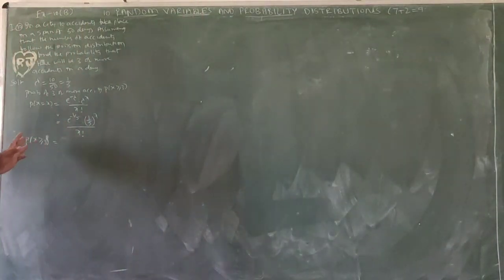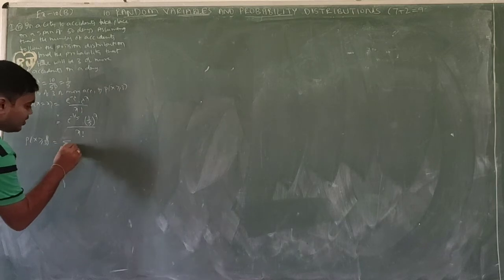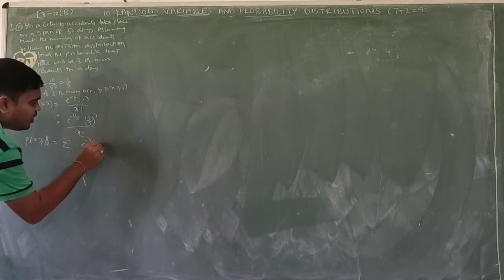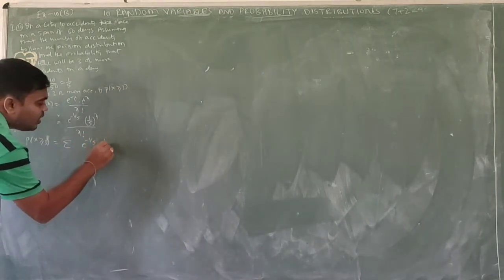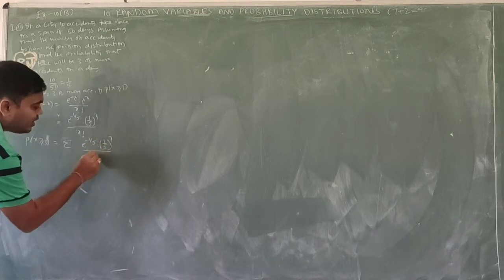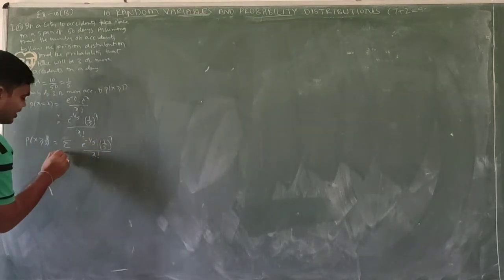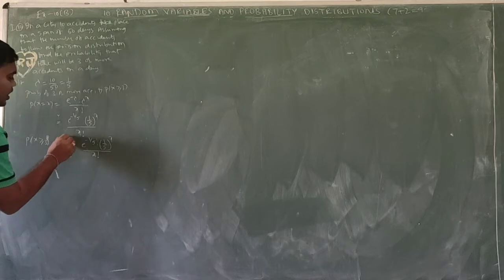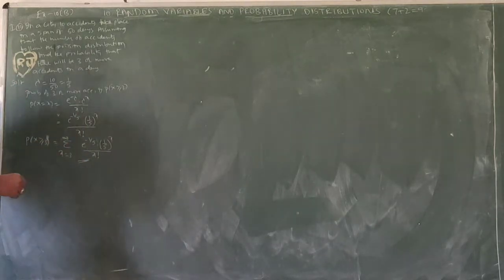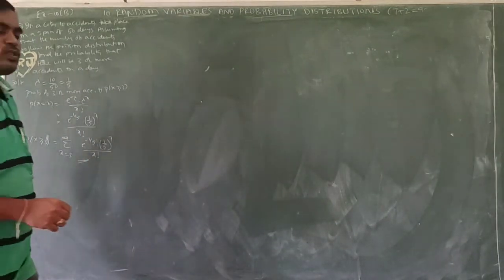So we are adding all these, that's why I am taking sigma e power minus 1 by 5, whole power x by x factorial, x value 3 to infinity. So this is the required result. Okay, next question.